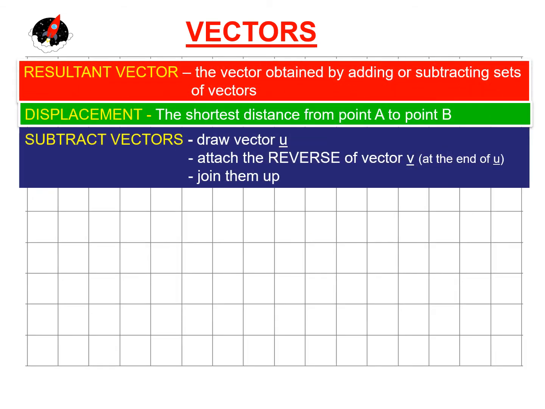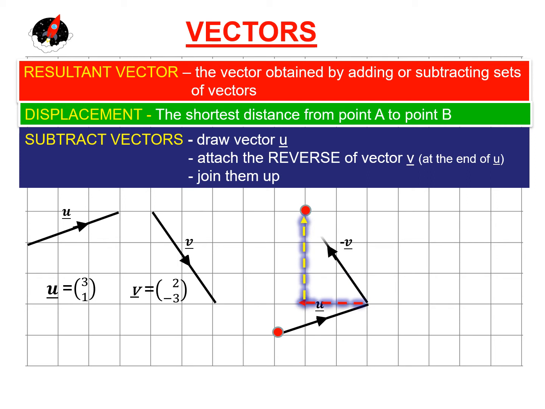Likewise, we can also subtract vectors, so in a similar manner, if I have a vector u again, which is 3, 1, and v, which is 2, negative 3, this time if I want to do u minus v, so I draw the vector u, so my 3 to the right, 1 up, and from the end of that vector I draw the reverse of vector v. So instead of it being 2 to the right and 3 down, it would be 2 to the left and 3 up. So the negative of vector v. And then join the beginning to the end, and that would give me u minus v.